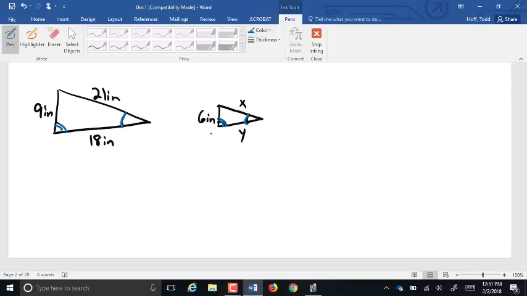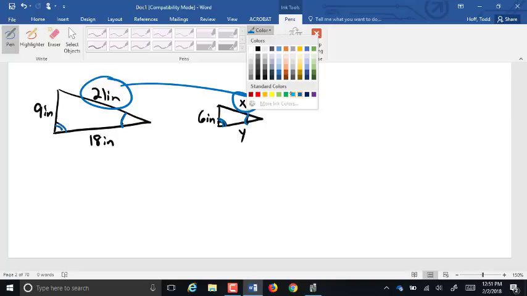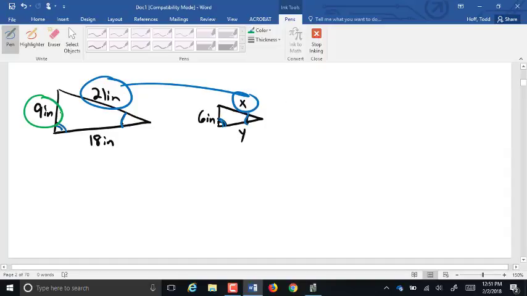Then the second thing we need to do is figure out which sides correspond. So over here, I have the 21-inch side. Which side from the other triangle corresponds to that? The X. The 9 corresponds with 6. And the 18 corresponds with Y.